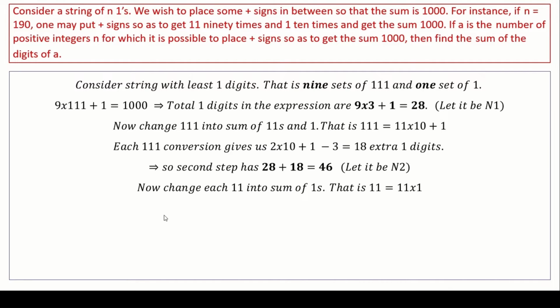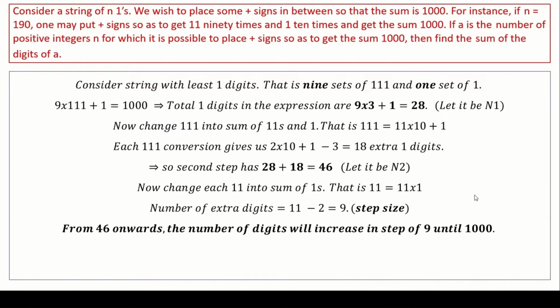Now I will continue to convert each 11 into ones. So each 11 will take 11 ones, right? So that is 11 into 1, 11. So 11 extra ones I will get, and 2 will vanish. So 11 minus 2, that is 9. This is the step size. So from now onwards, every conversion of 11, I will get 9 extra ones.